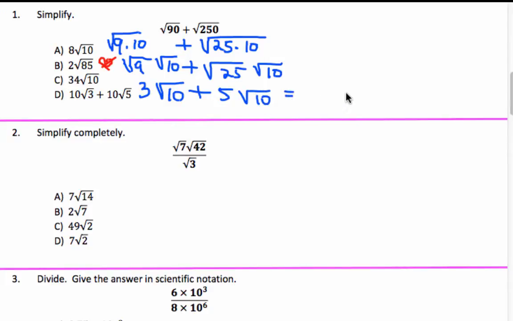Now we can add these together because they're both square roots of 10. The only thing we have to determine is how many square roots of 10. Well, 3 plus 5 of them. So the final answer is 8 square roots of 10, and that is choice A.